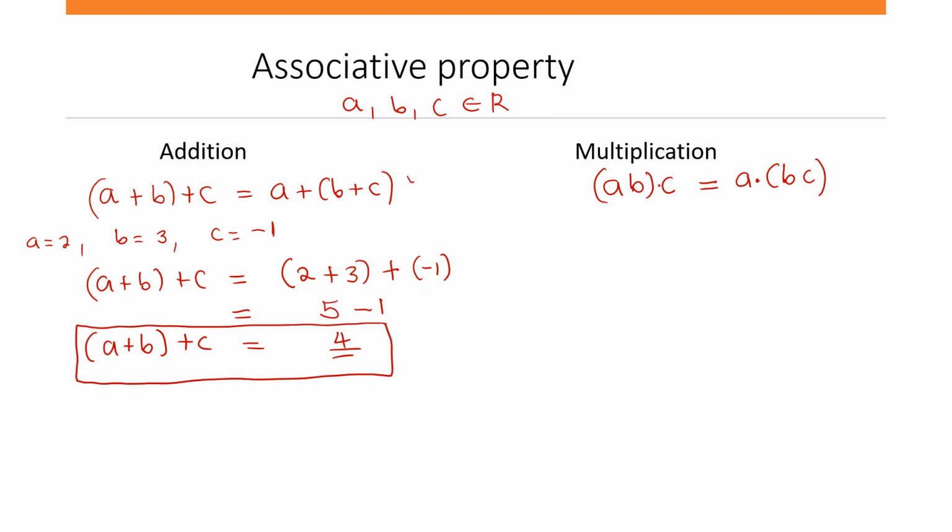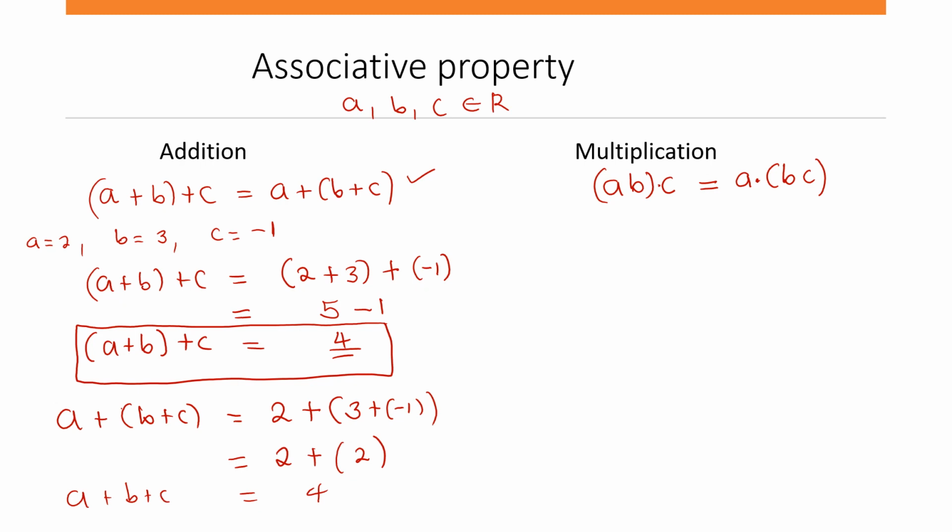And now it means that a plus b plus c is equal to 4. All right, so let's see this one. This one is a plus, b plus c, which simply means that we go with a first, which is 2, plus b, which is 3, then plus minus 1. This is going to be 2 plus, 3 minus 1, which is 2, and this is going to be 4. Now these are just particular examples, but this is always true for any real numbers you take.